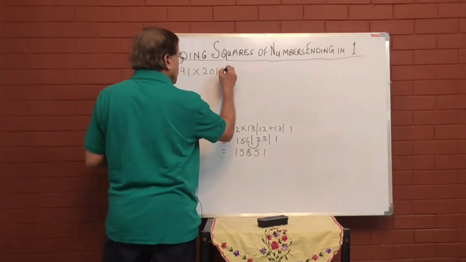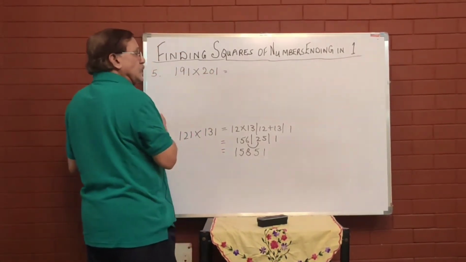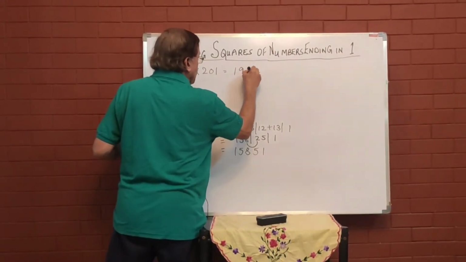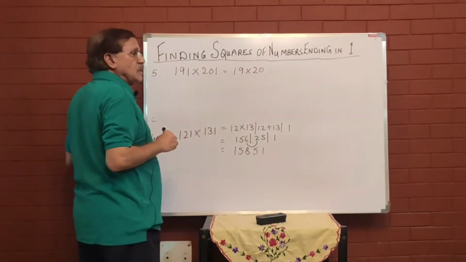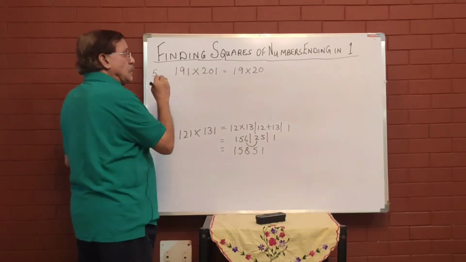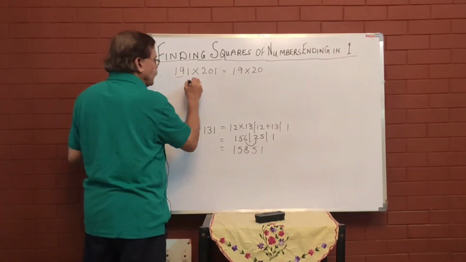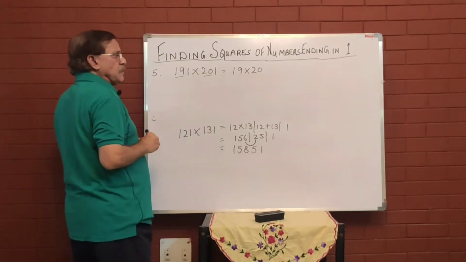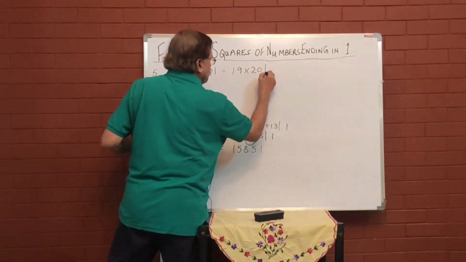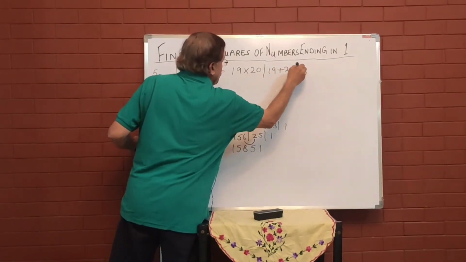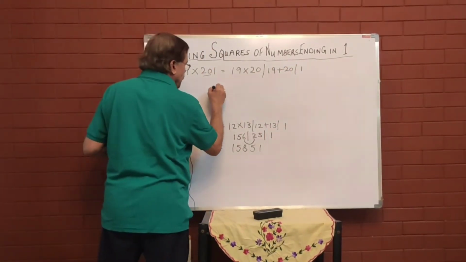So finally let us multiply this, and the technique over here is 19 multiplied by 20. If there are 3-digit numbers or digits, 3 digits in the number, you take the first two. So 19 multiplied by 20 is the first part, 19 plus 20 is the second part, and 1 the third part. So how much do you get?